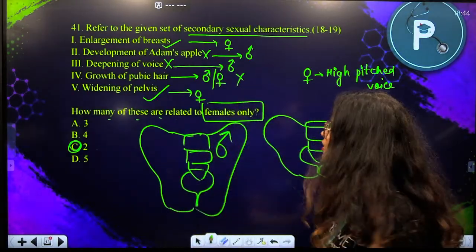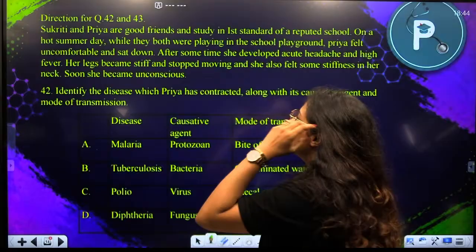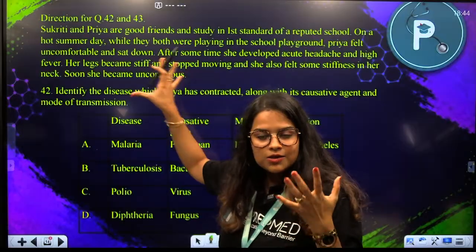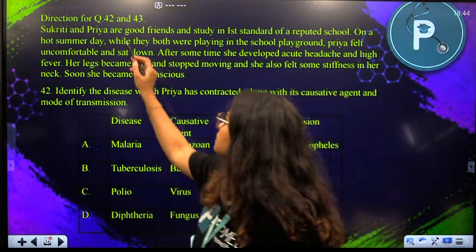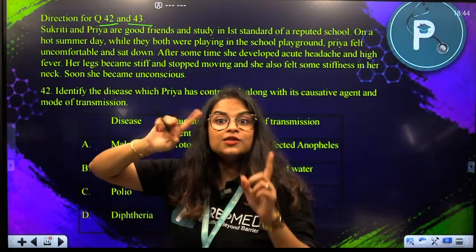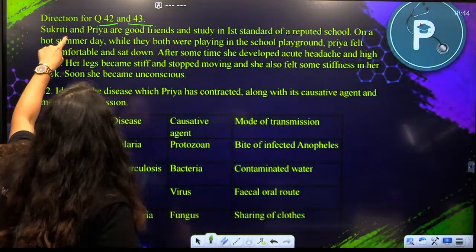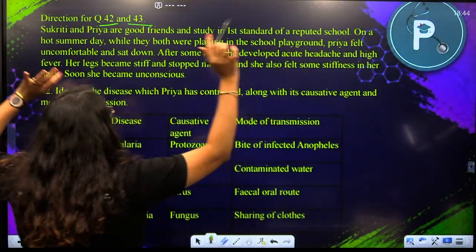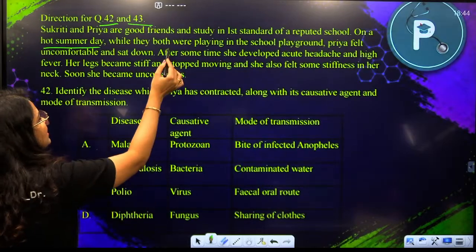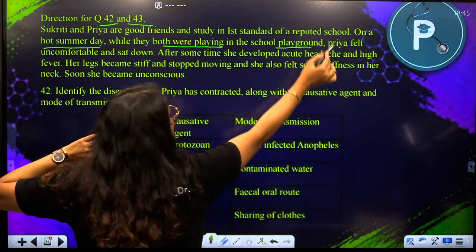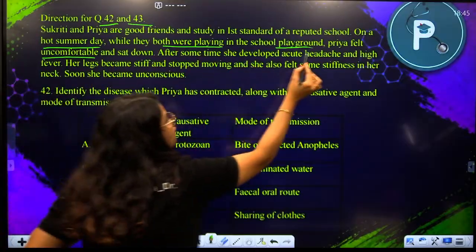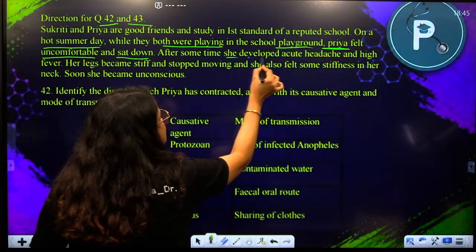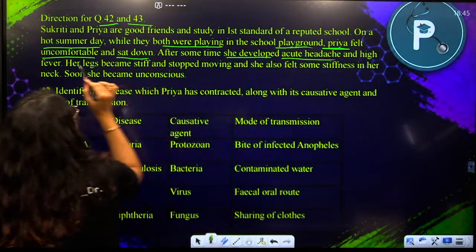Moving on to the next question, that is question number 42. Okay, so this is a direction-based question. So you have to read the condition that is given here, and you have to solve question number 42 and question number 43. So let's read the direction. They have given Sukriti and Priya are good friends and study in first standard of a reputed school. On a hot summer day, while they both were playing in the school playground, Priya felt uncomfortable. Who felt uncomfortable? Priya. Okay, and sat down. After some time, she developed acute headache and high fever.